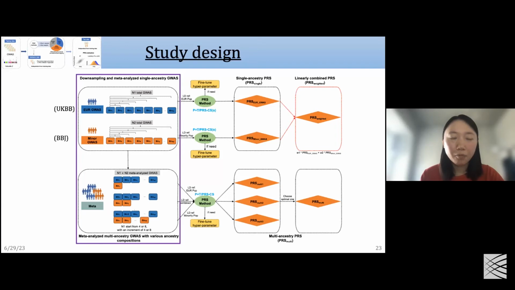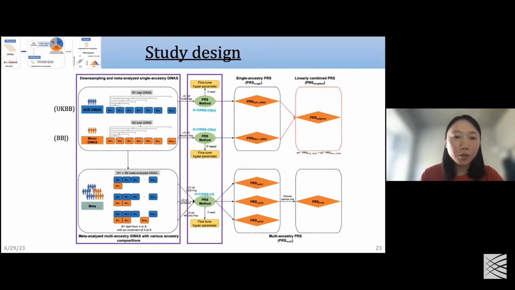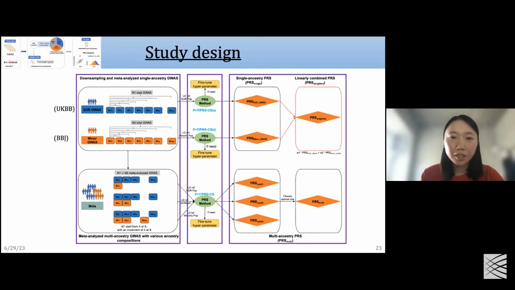The second step for PRS analysis is performing different PRS methods. So in this study, except for the previously mentioned PRS-CSx, we're also using P+T and PRS-CS, which we will mention a bit more in our later slides. And the final step is that we construct PRS in the test set. In this study, it is the East Asian population from UK Biobank.